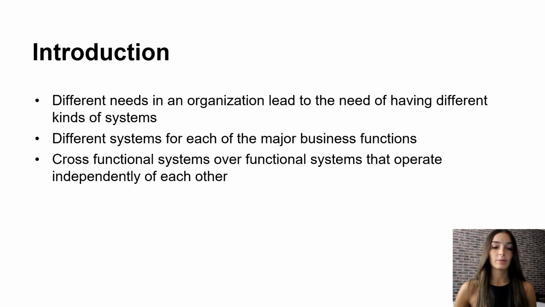No single system can provide all the information needed by an organization. A typical business organization has systems supporting each of the major business functions and each of the main management groups: operational, middle, and senior management. Functional systems that operate independently of each other cannot easily share information, but cross-functional systems can integrate the activities of related business processes and organizational units. Let's look at these systems and the types of decisions they support.